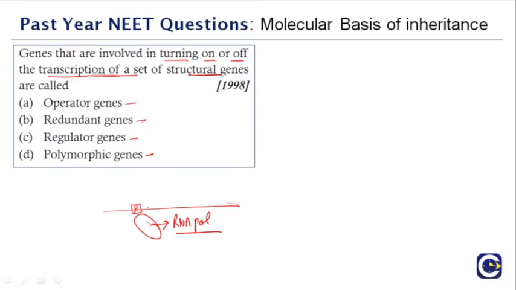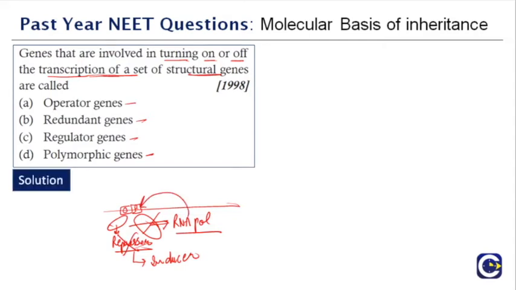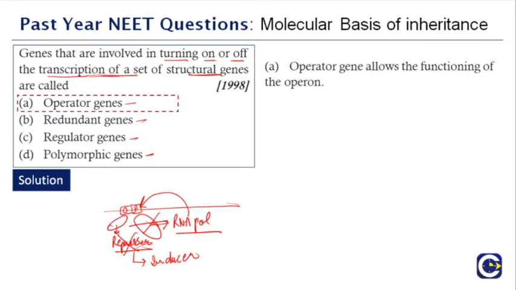This reminds you of the operon system, where there is always an operator present next to the promoter and a repressor binding to the operator. When the repressor is bound to the operator, RNA polymerase cannot bind to the promoter. Then the repressor is removed by the inducer, and once the repressor is removed, RNA polymerase can bind to the promoter region. So what is the right answer? The right answer is operator genes. Operator genes allow the functioning of the operon, and they are involved in turning on or off the transcription of a set of structural genes. So the right option is A.